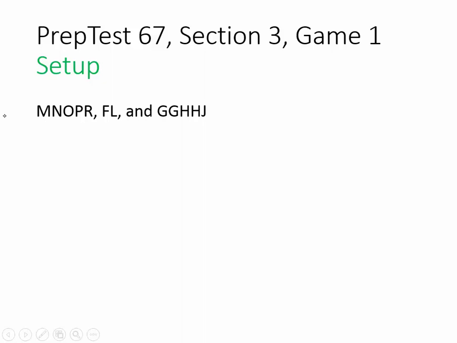All right, we're moving on to prep test number 67 and game number 1. In this game, we have a group of students that are delivering speeches, and the speeches have different topics, and the students have different majors. So here we have our list of students. Here we have the topics, F and L, and here we have the majors.